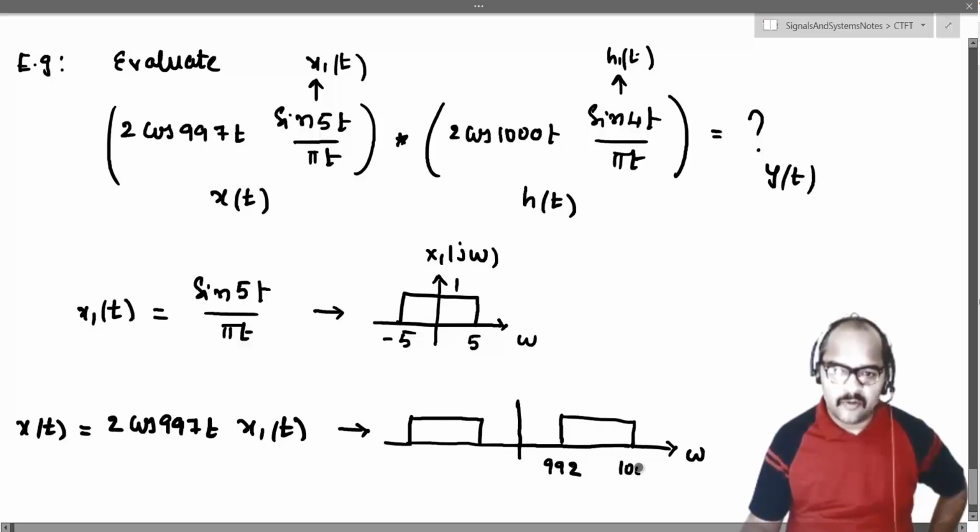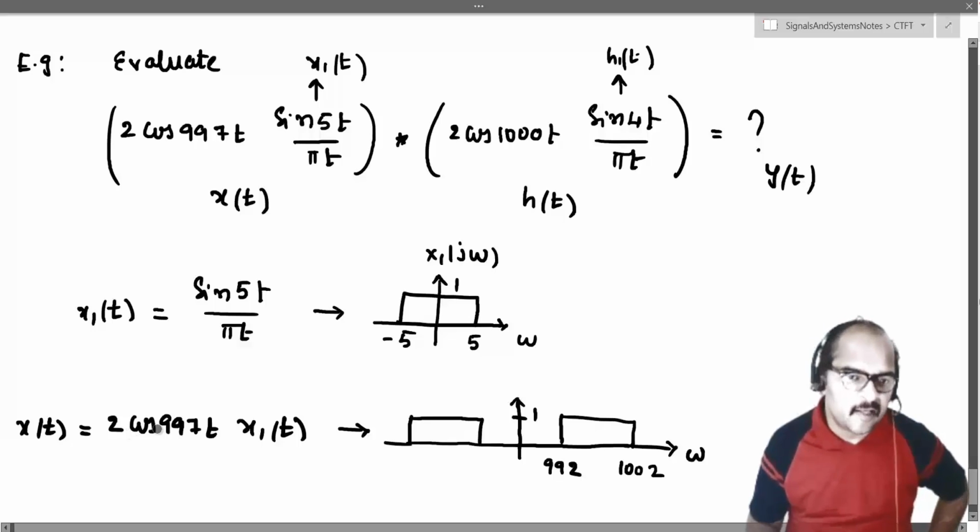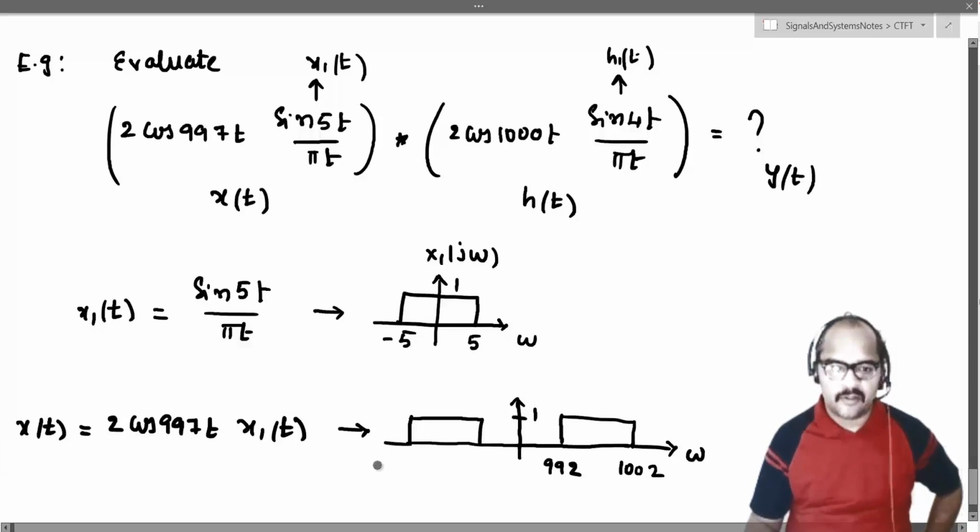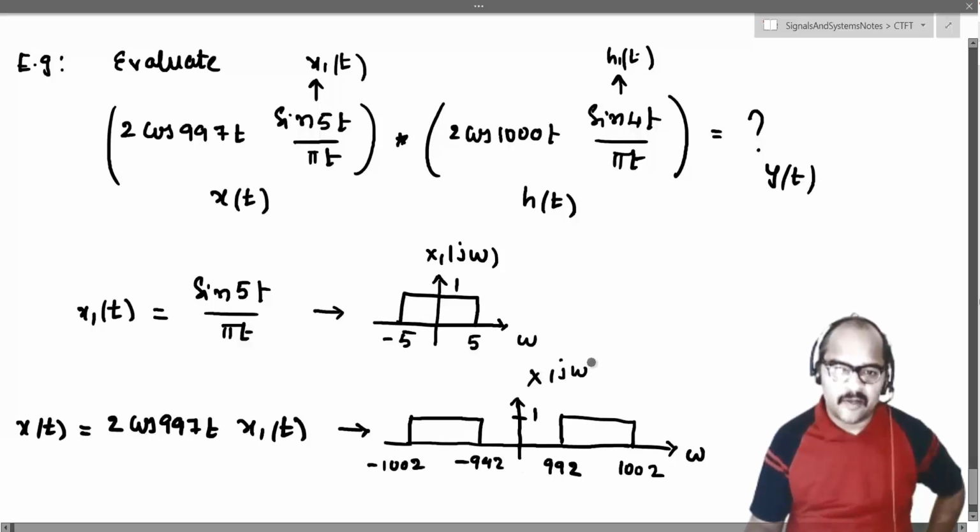The edge at -5 would shift to 992 and the edge at +5 would shift to 1002. Amplitude would be 1, because the time domain signal is multiplied with 2 here. So on the negative side this is -1002 and this is -992. Okay, so this is our x of j omega.